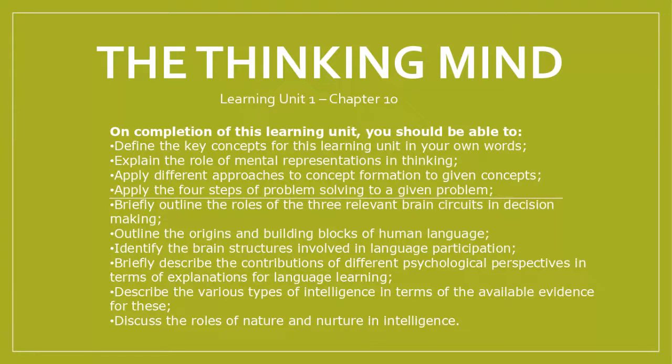We need to outline the roles of the relevant brain circuits in decision making. Outline the origin and building blocks of human language. Identify the brain structures involved in language participation. Briefly describe the contributions of different psychological perspectives in terms of explanations for language learning. Describe the various types of intelligence in terms of the available evidence for these, and discuss the roles of nature and nurture in intelligence. It sounds like a lot, but when you actually work through it, it's not that complex. It's quite straightforward.